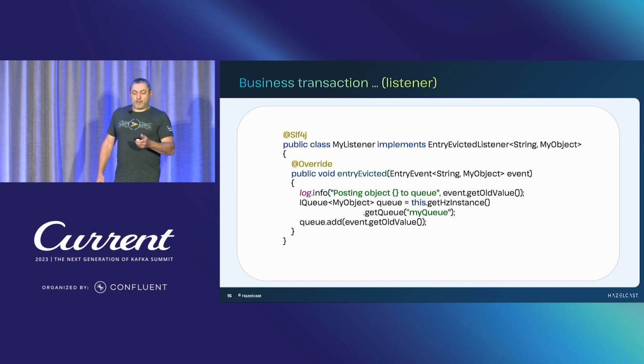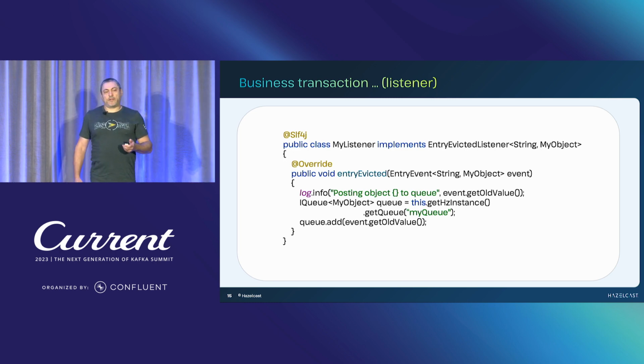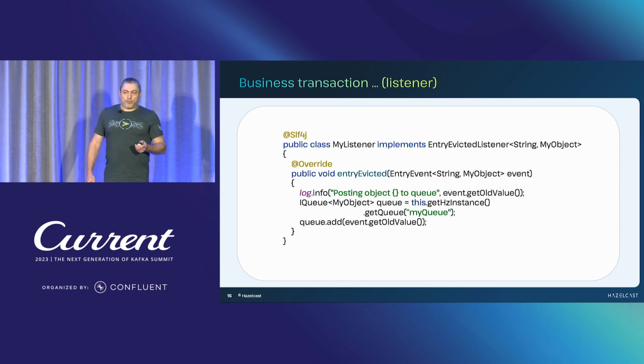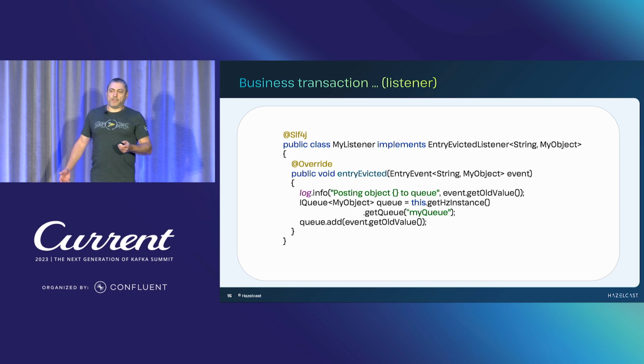The idea is that, and the example here shows how easy it is to take an entry from a map and put it on an internal queue. In this case, literally a couple of lines of code. And you have an external listener listening on the queue that can take this data and process it forward.